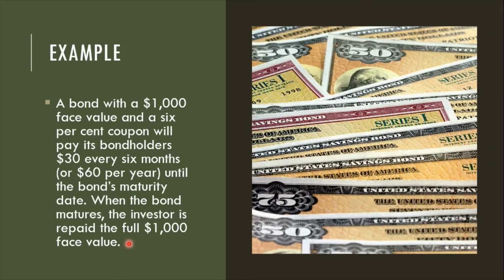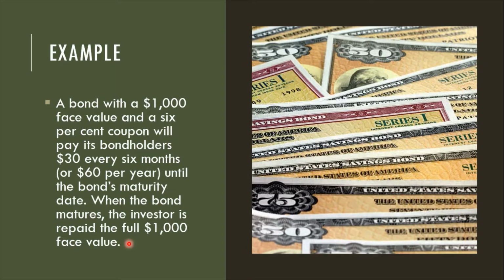Now, here's an example. Okay, so let's just say you bought a $1,000 face value. So the principal amount is 1,000. But with bond investment, you always say face value. So the principal amount is $1,000 with a 6% coupon rate. So you know that there is a face value, there is a coupon rate, and the issuer will pay its bondholders $30 every 6 months, or since that is 6 months, semi-annually, $60 per year until the bond's maturity date. There is no maturity date here, but let's just say it's a 3-year or a 5-year bond. But it is written that it is until the bond's maturity. So when the bond matures, the investor is repaid the full 1,000 face value.